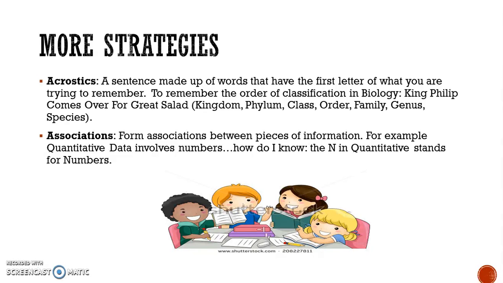And associations. You form associations between pieces of information. For example, there's two types of data. There's qualitative and quantitative data. Quantitative data deals with numbers. Now, how do I know that? Because there's an N in quantitative, and the N stands for numbers. And believe it or not, that is the only way that I remember that quantitative data deals with numbers.